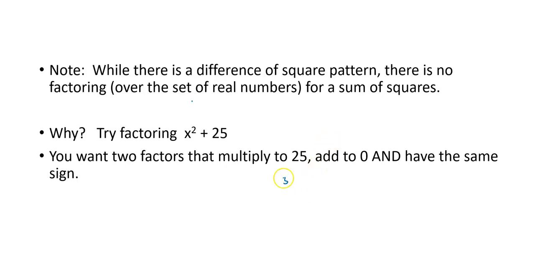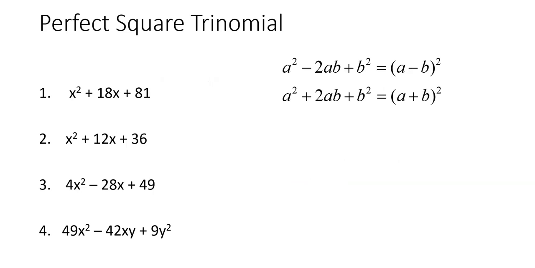Well, 5 and 5 will multiply to be 25. Negative 5 and negative 5 will be multiplied to be 25. But neither of those groups will add up to be 0, right? 5 plus 5 is 10. Negative 5 and negative 5 is negative 10. So assuming we're dealing only with real numbers here, in other words, not imaginary numbers, which we will get to later in the course, there is no sum of squares pattern. So x squared plus 25, you're done. Not factorable.